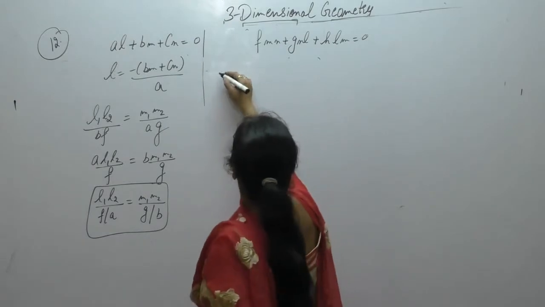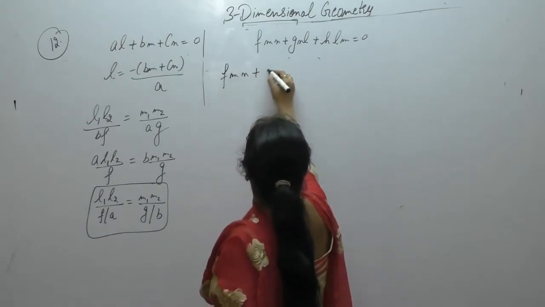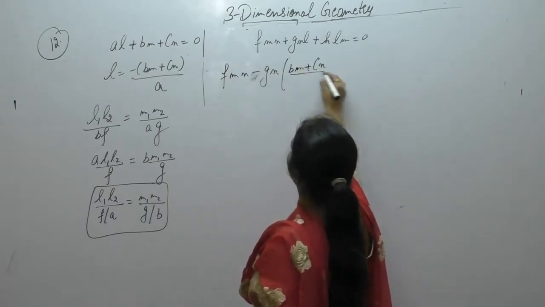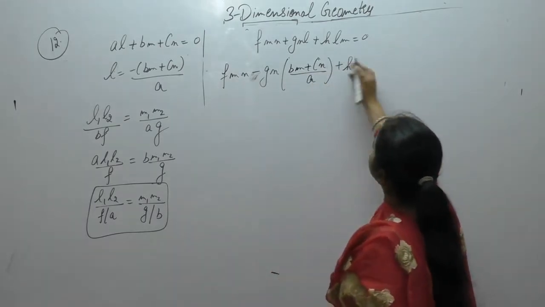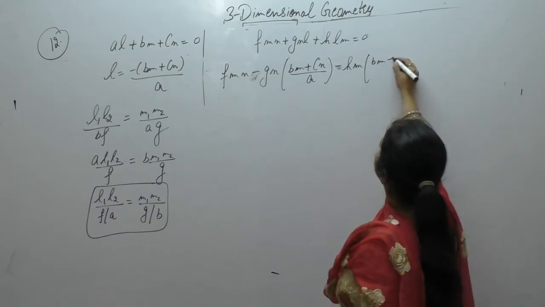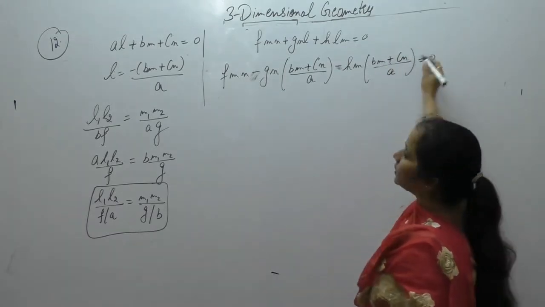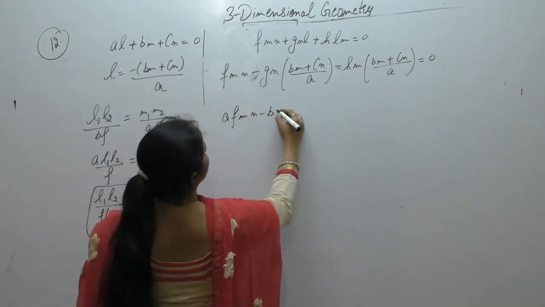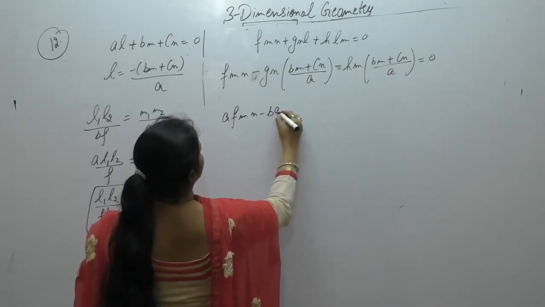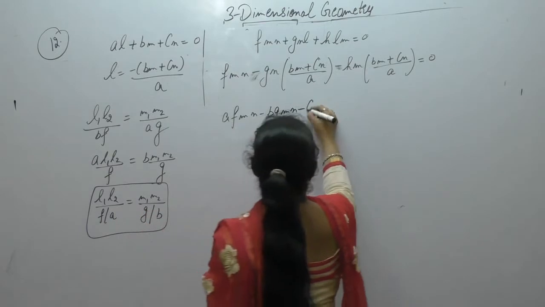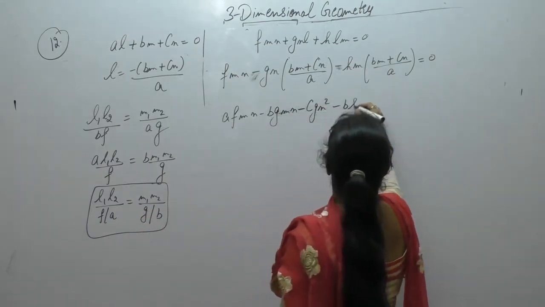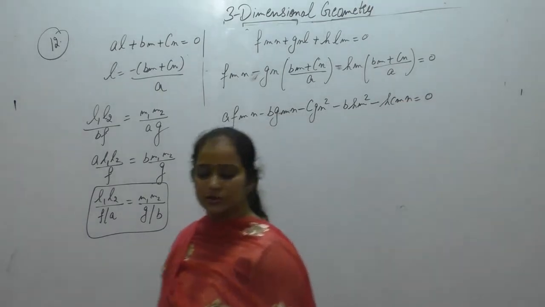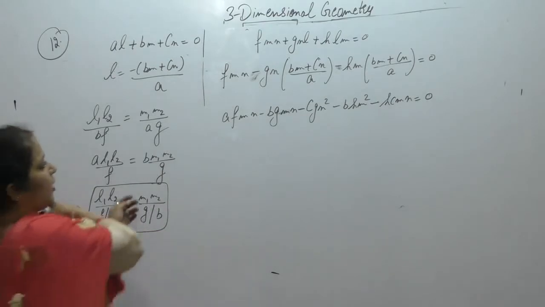So put the value of L here: fmn plus gnl minus... (bm plus cn) upon a plus hm, (bm plus cn) upon a, that is equal to 0. Now, afmn minus bgmn minus cgn square minus bhm square minus hcmn equals to 0. Now we want to find the equation in m upon n.